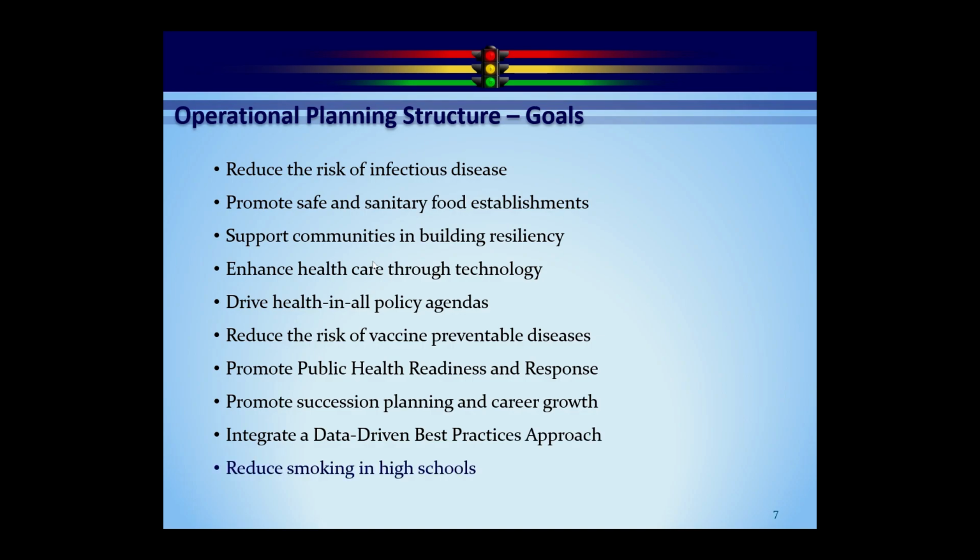So if I tell you we're going to reduce smoking in high schools, that's pretty obvious as to what we're trying to accomplish. What it doesn't tell us is where are we going to start, which high schools? How much do we think we can reduce smoking? By when are we planning on doing that? That's what the SMART objectives are about.